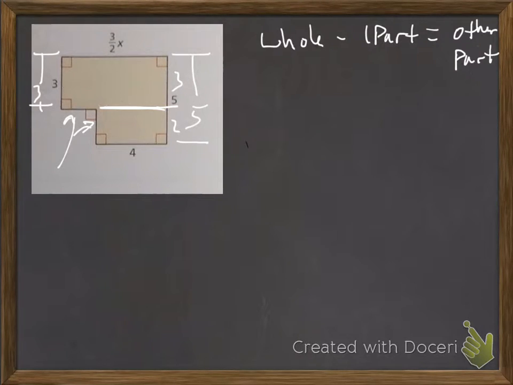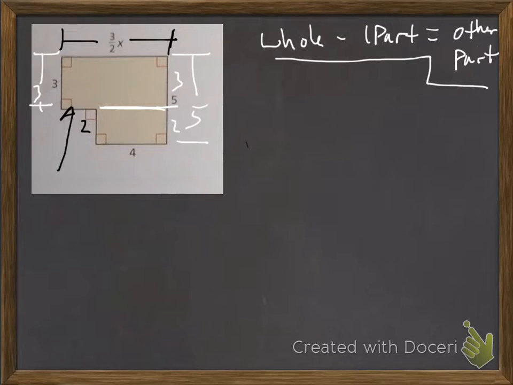Okay, so back to what we're looking for. We now know that this missing side is 2. And we'd like to figure out what that dimension is. But like I said, it's this concept that's important. Whole minus part equals other part. So on the top of the shape, the entire thing measures, or at least has an expression of, 3/2 x.